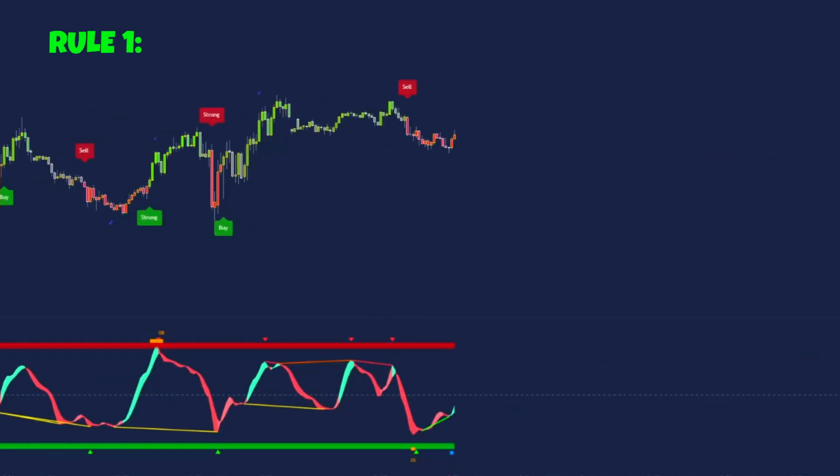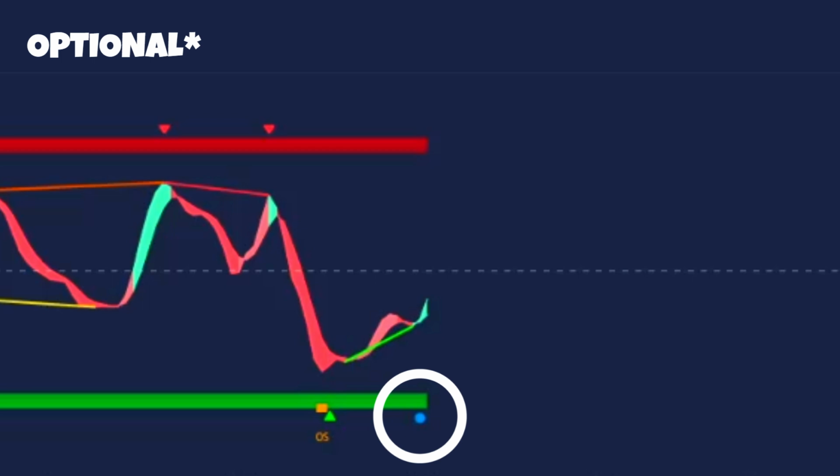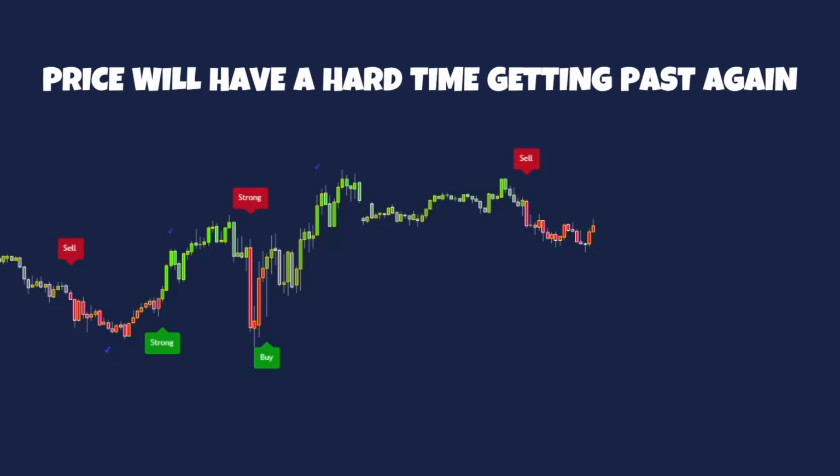Okay, so rule 1 for this indicator is we want to look for divergence on the Prime Oscillator indicator. We also want to see this little blue dot right here. This is called a peak seeker, and it is basically a point that the oscillator believes price will have a hard time getting past again, essentially the top or bottom.